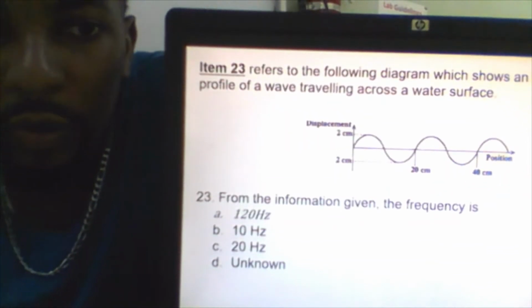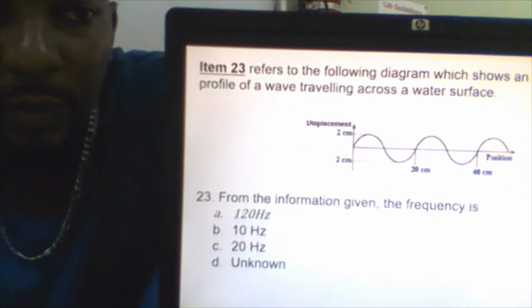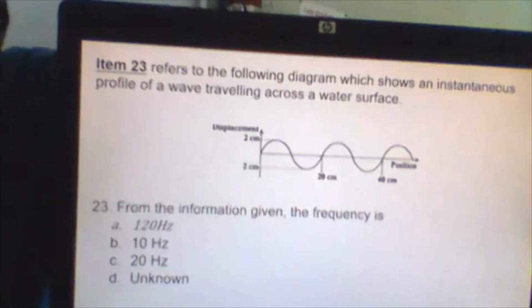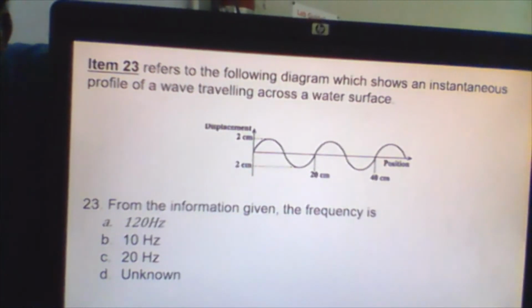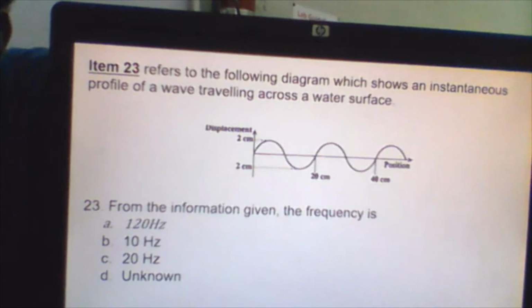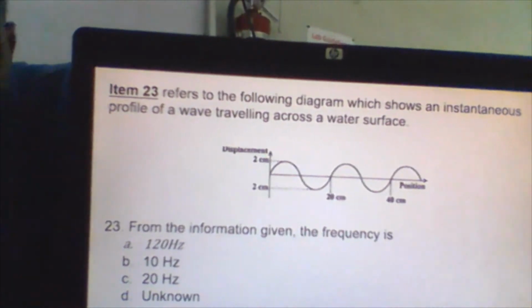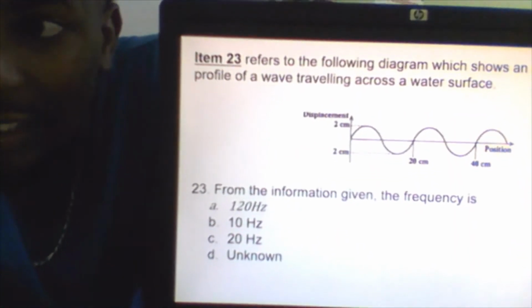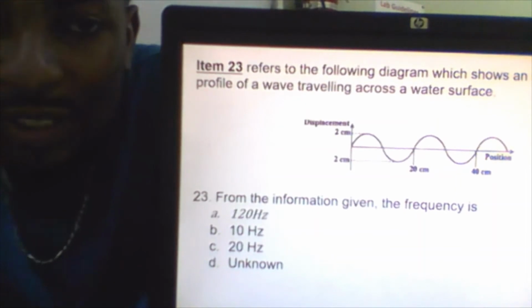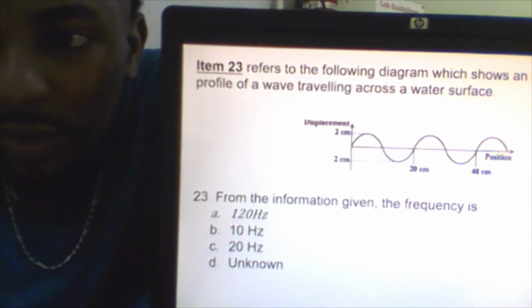Number 24. So we're going to start looking at waves now. Now it says here that the diagram shows an instantaneous profile of a wave traveling across a water surface. Now, if we look at the graph, it is a displacement versus position graph. A displacement versus position graph. That is very important, that we need to understand the different types of graphs.